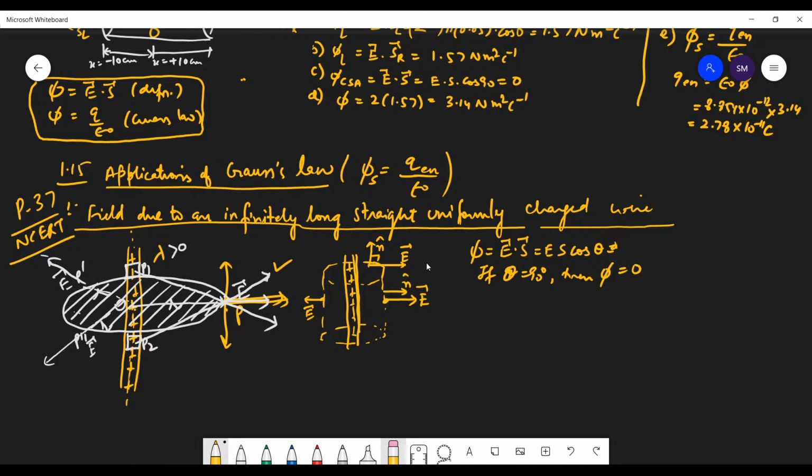Obviously there are no field lines going out of this surface, all of them are in horizontal directions. That is why the flux through the top surface and also through the bottom surface is 0. So the only flux coming out is through the curved surface. You can see this is radius r, so this electric field depends on this radius r.